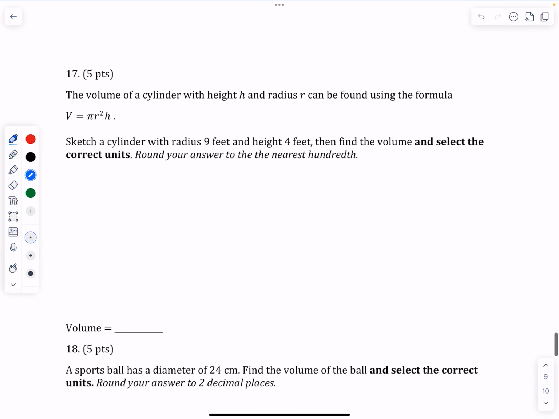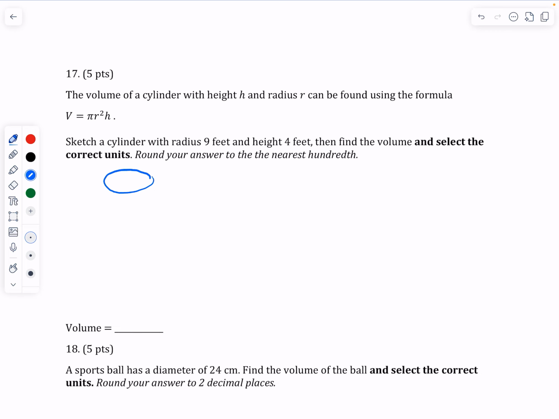Okay, 17. The volume of a cylinder with height h and radius r can be found using the formula V equals pi r squared h. Sketch a cylinder with radius r, which is 9 feet, and height h, which is 4 feet. Then find the volume and select the correct units. Okay.